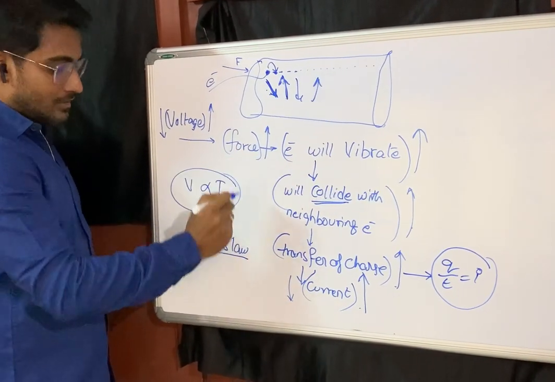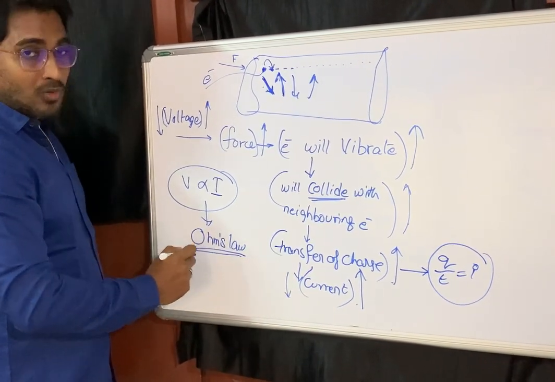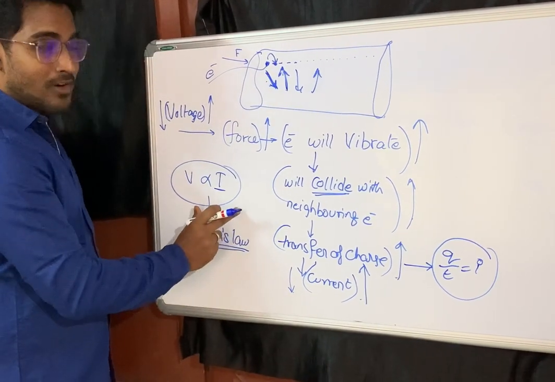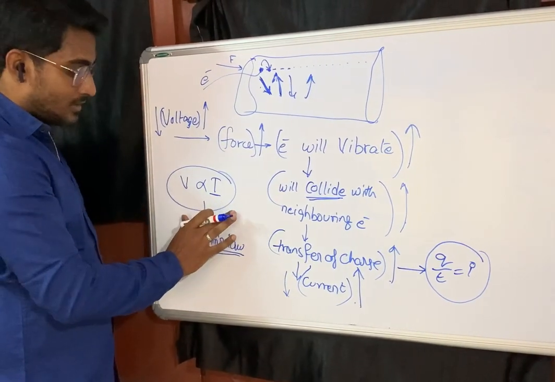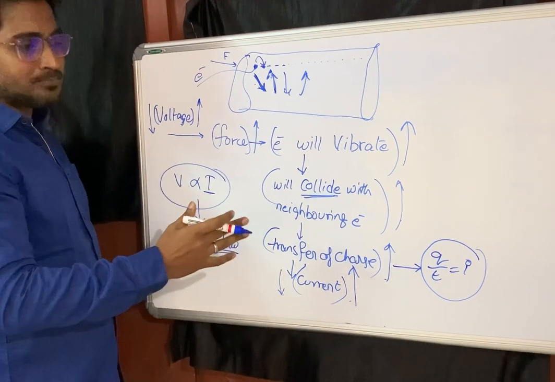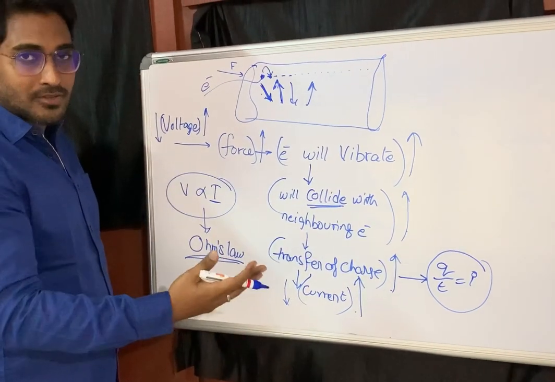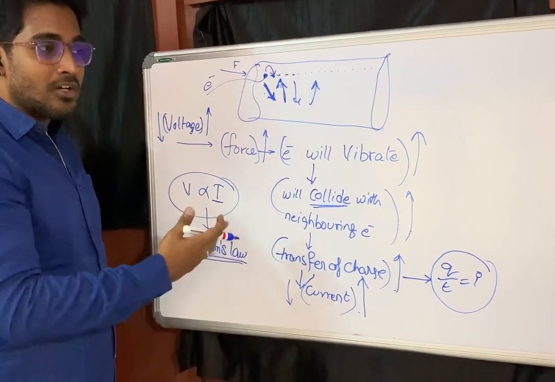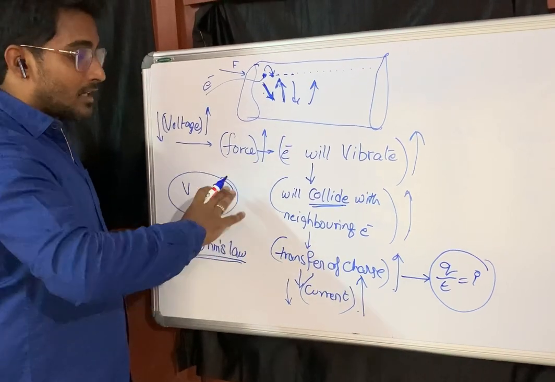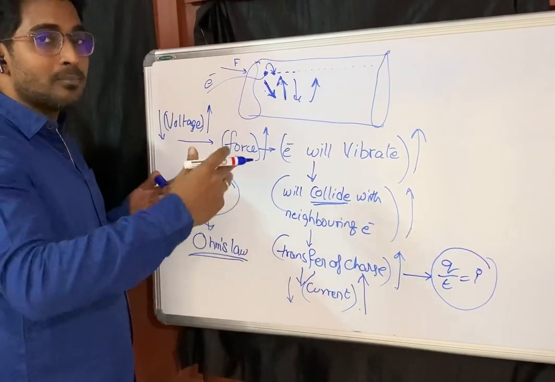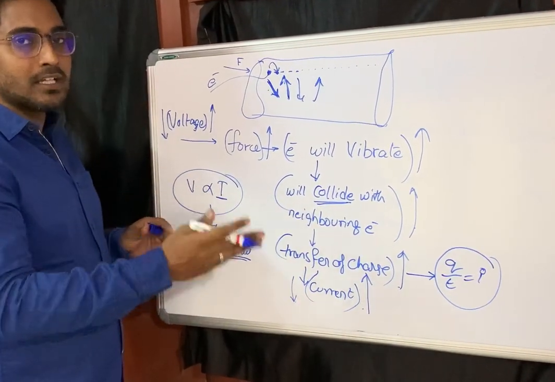This relation was given by the great scientist Ohm. This Ohm's law is the fundamental of current electricity. With this Ohm's law, we will see different types of circuits. We will observe what a circuit is, how a circuit is connected in series, how it will be in parallel, and everything we will see in our upcoming lectures.